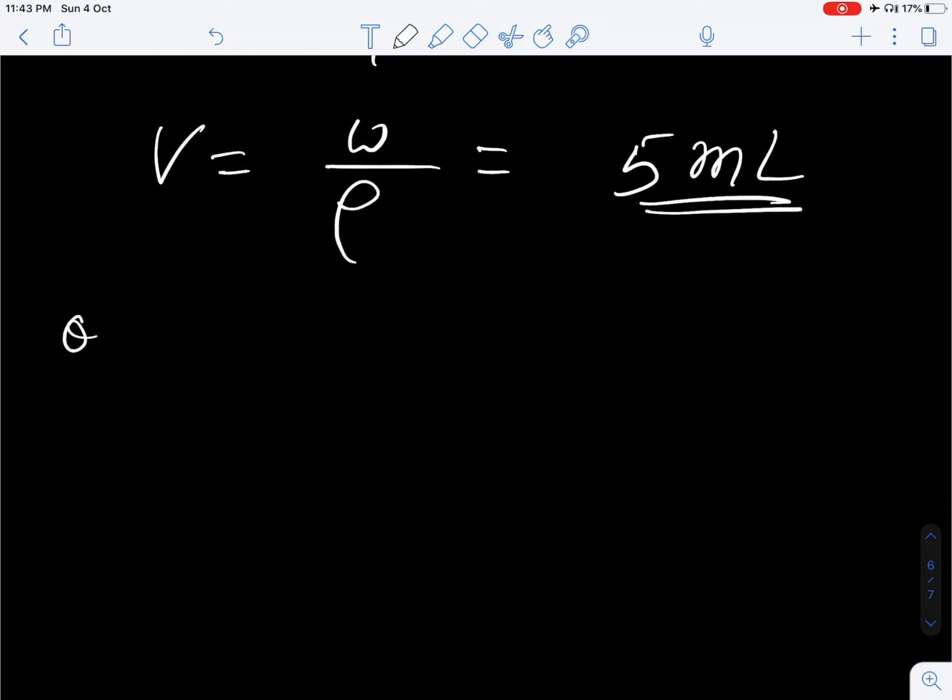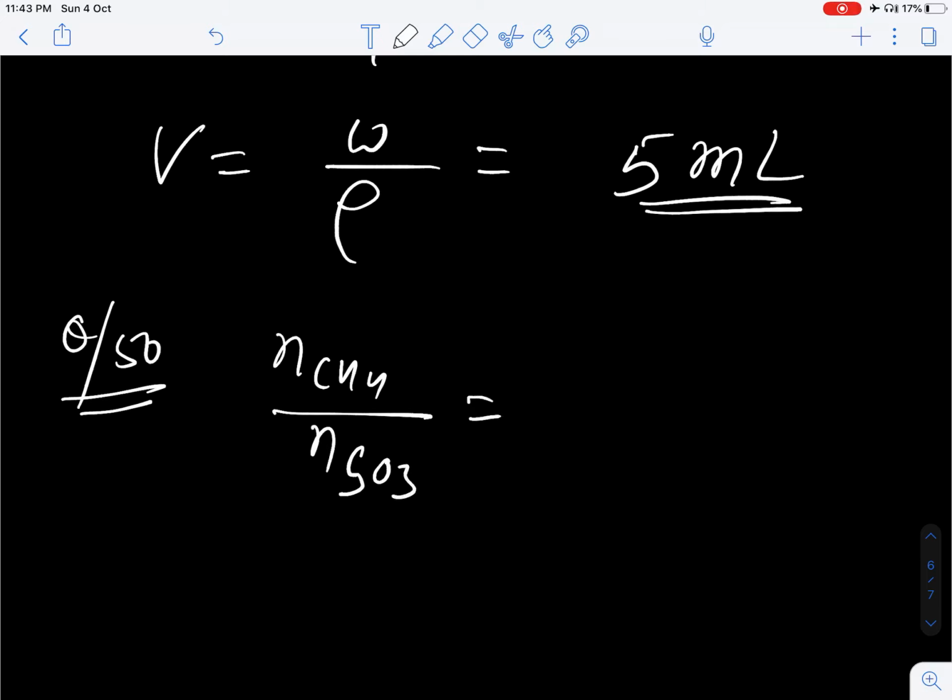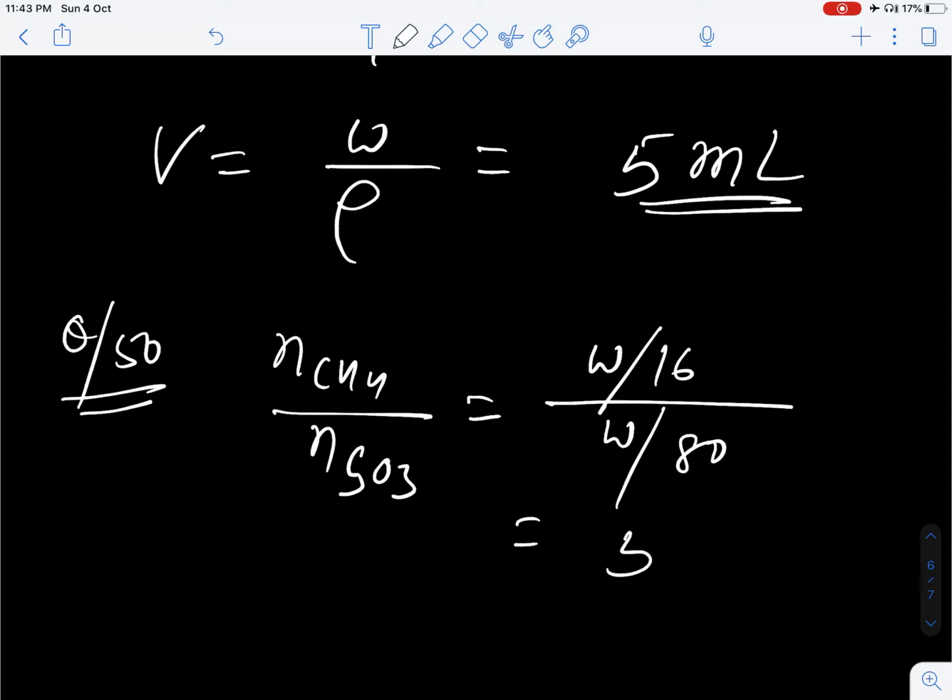Next is question number 50. A gaseous mixture contains equal mass of SO3 and CH4. What is the ratio of the number of molecules? The ratio of number of molecules is the same as the ratio of number of moles. So the ratio of moles of CH4 divided by moles of SO3 will be, weight is the same, let it be W gram, W divided by 16 divided by W divided by molar mass of SO3, which is 80. Solve this, you will get 5.